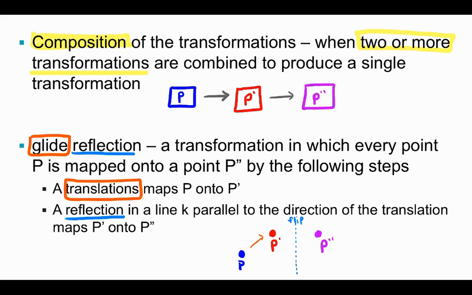In our reflections unit, we would have a reflection followed by a reflection. So we would take our pre-image to get our first image, and then our first image to get the final destination. We're also going to look at a very special composition known as the glide reflection. Glide refers to the first transformation being the translation, and reflection because our second transformation is a reflection.